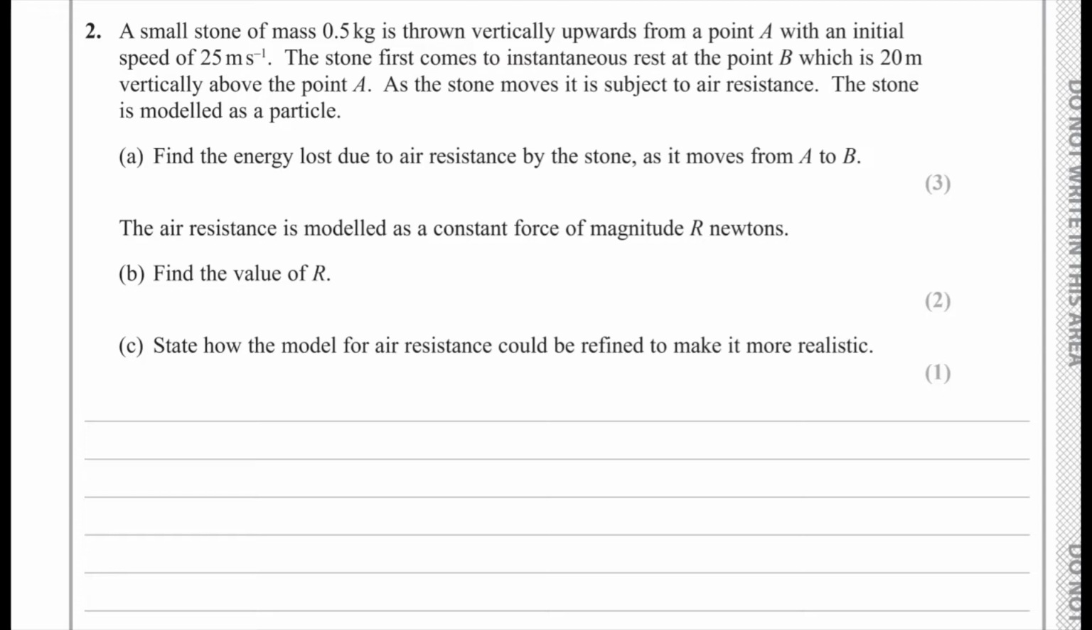Question 2. A small stone of mass 0.5 kilograms is thrown vertically upwards from a point A with an initial speed of 25 meters per second. The stone first comes into instantaneous rest at the point B, which is 20 meters vertically above the point A. As the stone moves, it is subject to air resistance. The stone is modelled as a particle. We have to find the energy loss due to air resistance by the stone as it moves from A to B.